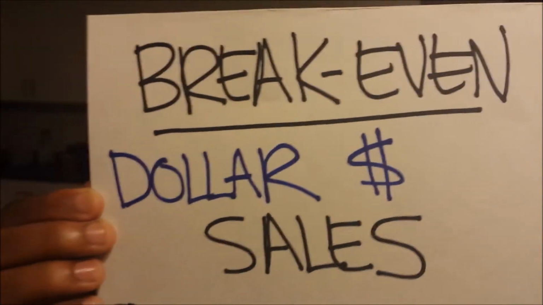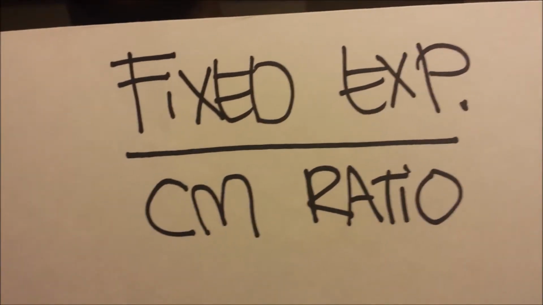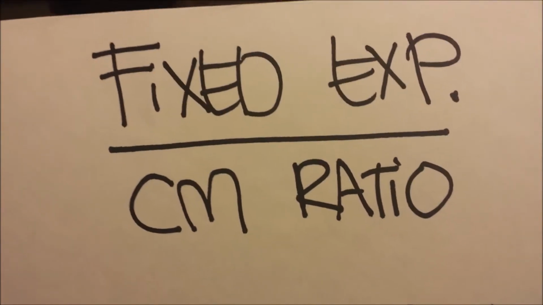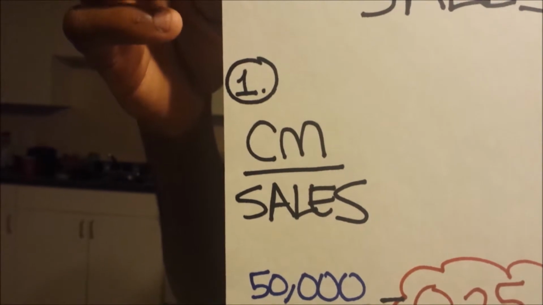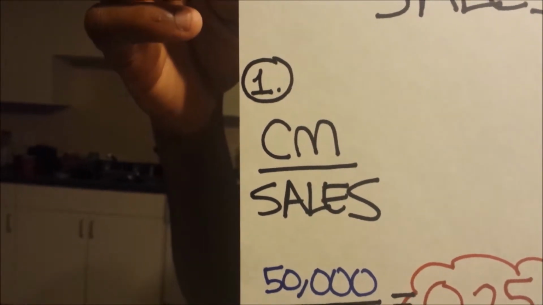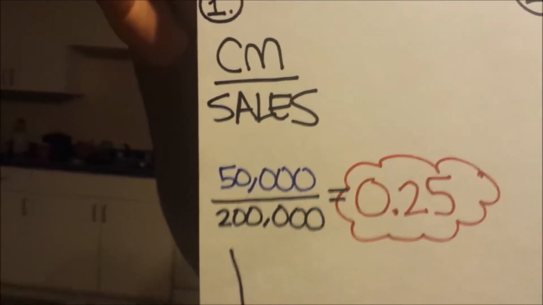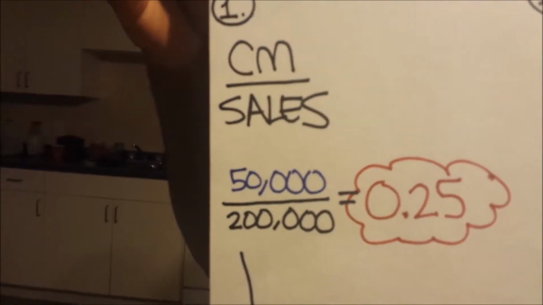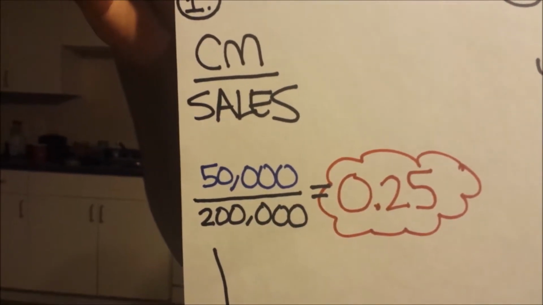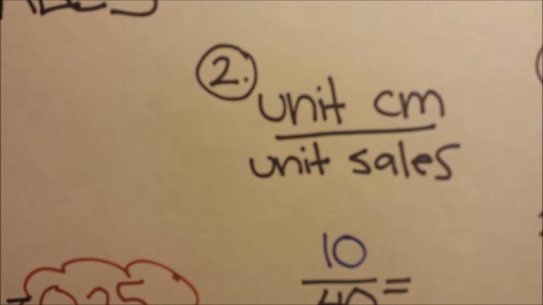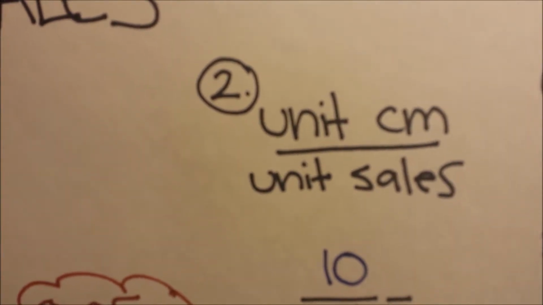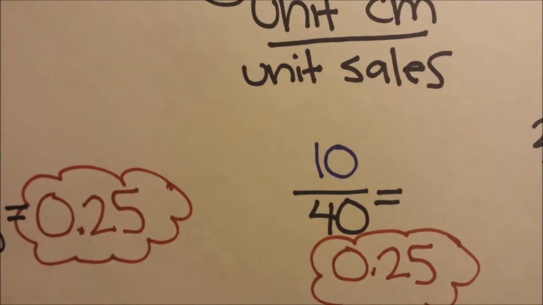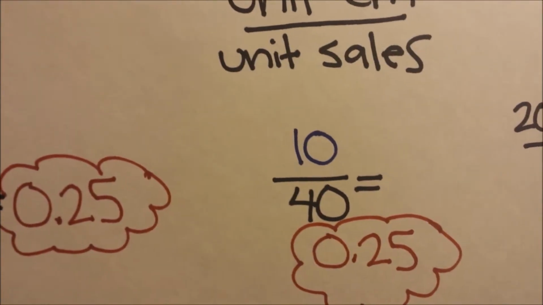Next, I'm going to show you how to break even in dollar sales. The formula is fixed expenses divided by the contribution margin ratio. To find the contribution margin ratio, there are 4 ways. The first way is to divide the contribution margin by sales. The contribution margin is 50,000, in which sales is 200,000, which equals 0.25. If you want to use smaller numbers, you could do the second way, in which you divide the unit contribution margin by unit sales, in which 10 divided by 40 equals 0.25.